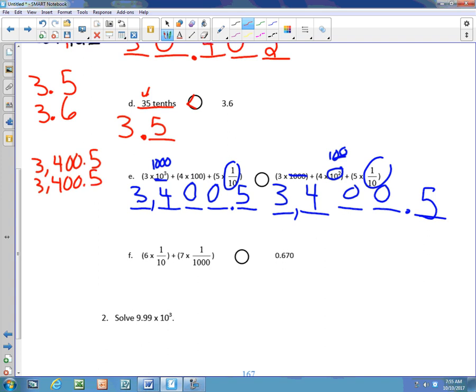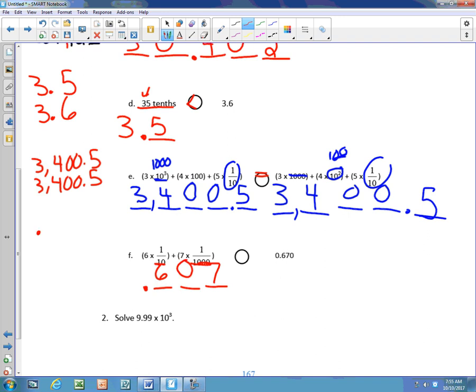And when I look at these two, I see that they are identical, so they are equal to each other. So now we're going to look out here. We have the tenths and the thousandths. So we have tenths, hundredths, thousandths. In the tenths place, we have a 6. In the thousandths place, we have a 7. And we fill the other one in with a 0.